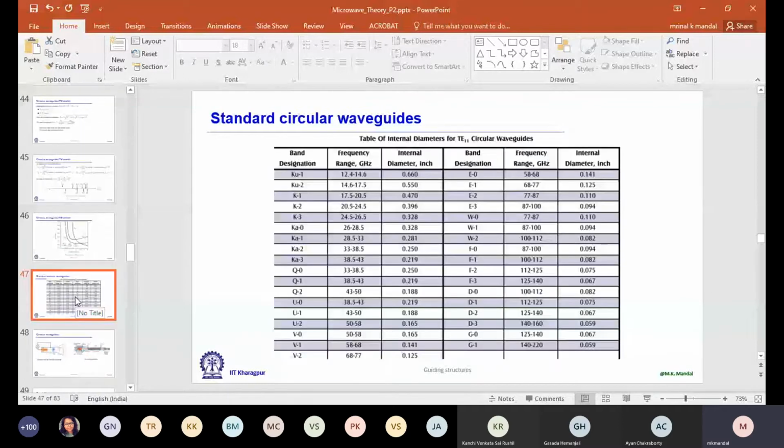Now, what are the standard waveguides available in the market? So if I look at the values, you see the first one, KU1. KU is for K under, and we have KU, K and KA. K is in between, and KA is K above, basically, A represents above. So for KU1, the internal diameter is 0.66 inch.